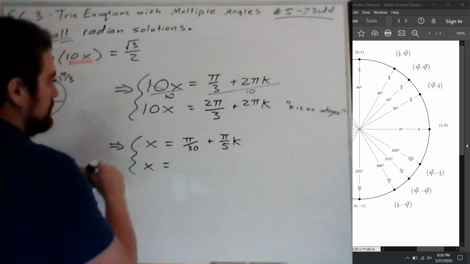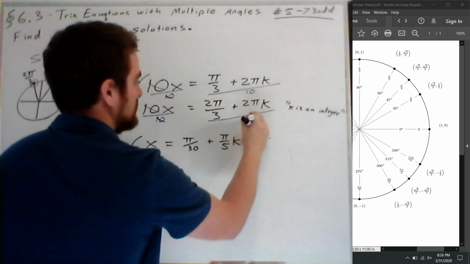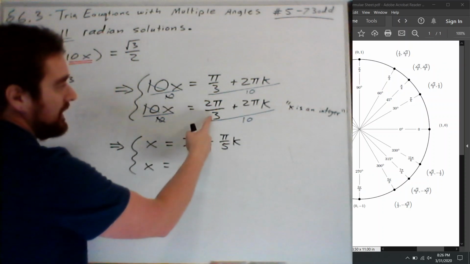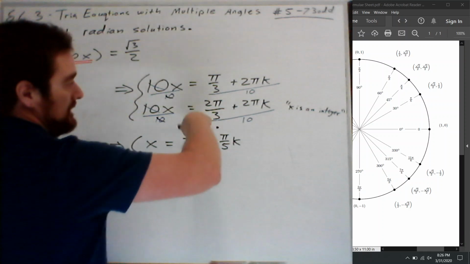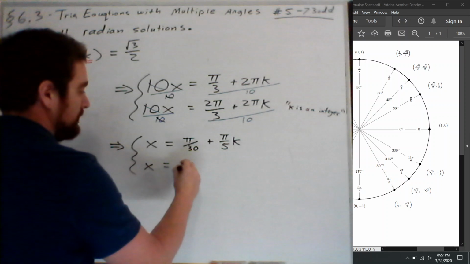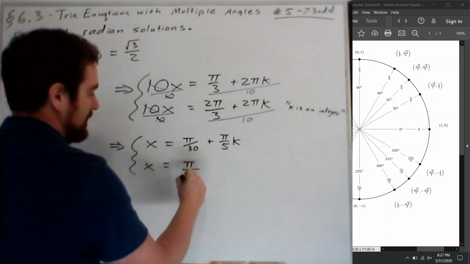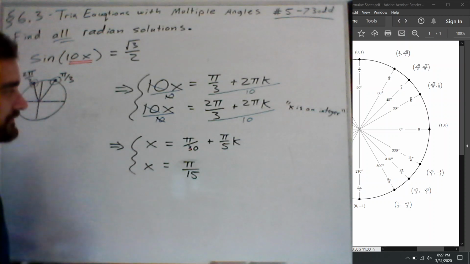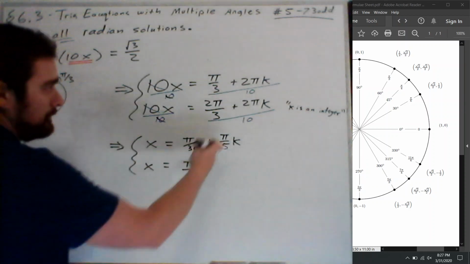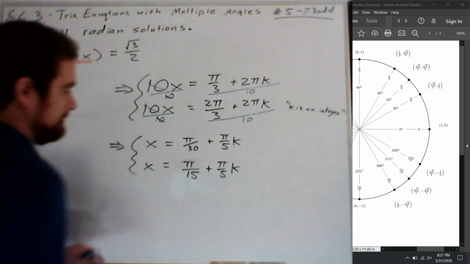If I do it for the other one, divide out by 10, cancel, cancel, have to do it on the right-hand side, which means I need to do 2 pi divided by 3, and then divide that by 10, aka multiply by 1/10, the reciprocal. So I get 2 pi over 30, aka pi over 15. I'm going to reduce that. Plus, again, we just did that, pi over 5 times k.